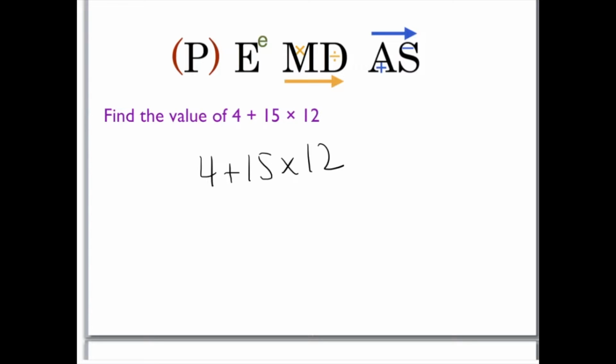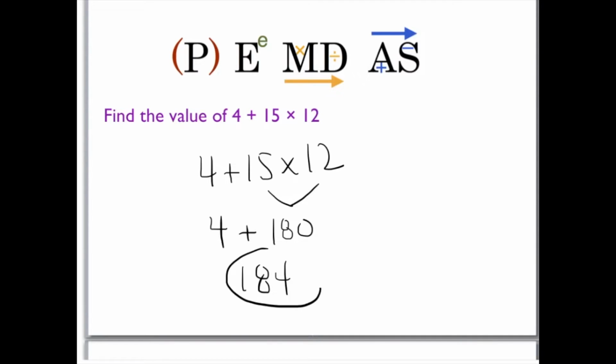Do we have any parentheses? No. Do we have any exponents in this problem? No, we don't. Do we have any multiplication or division? Yes, we do, which means we're going to start with that first. Okay? So 15 times 12 gives us 180. And over here, this hasn't changed any, so I just add it back in. 4 plus 180 then gives us 184. And there is our final answer.